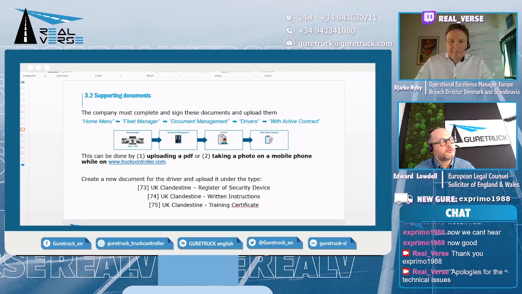When you upload the new document, you need to choose which type of document it is between document 73 to 75. So document 73 is the register of security devices, document 74 are the written instructions, and document 75 is the training certificate.